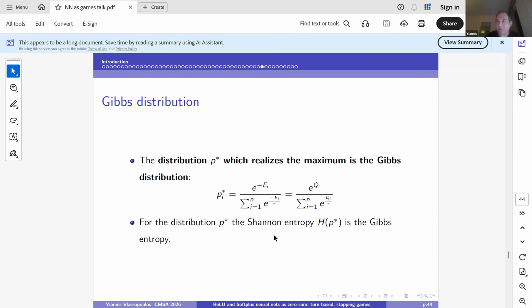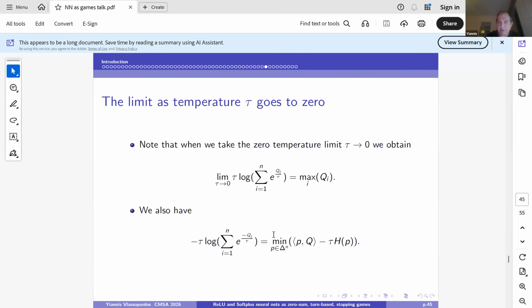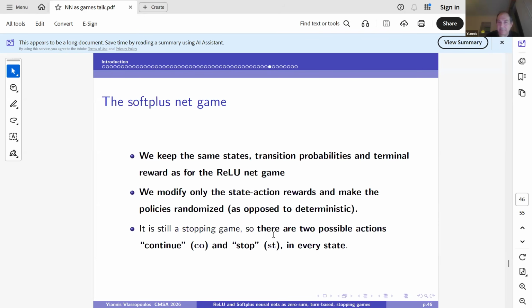That distribution is going to arise also as the policy. And then, when you take the limit as tau goes to 0, this collapses and you get the maximum of the q_i's. All right, and we have the minimum version of that.